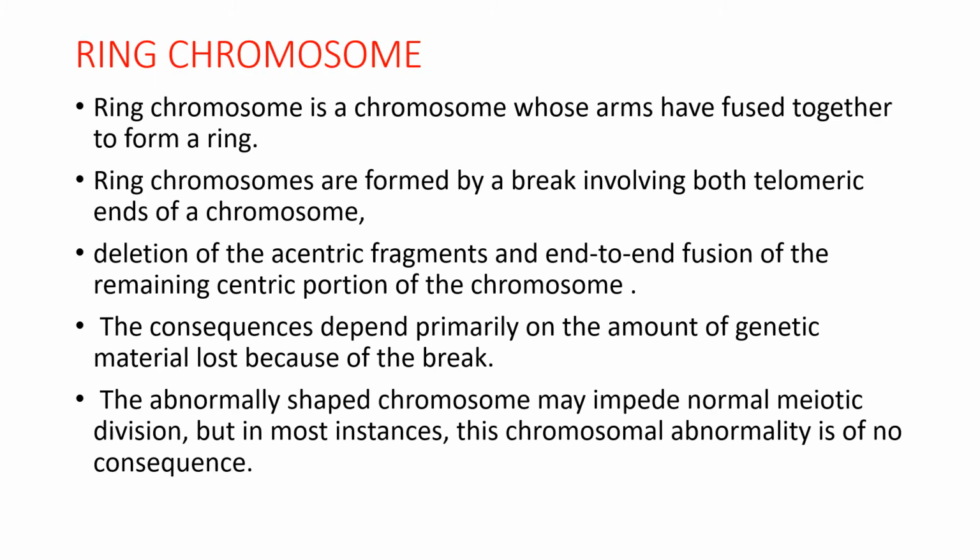Ring chromosome. Ring chromosome is a chromosome whose arms have fused together to form a ring. Ring chromosomes are formed by a break involving both telomeric ends of a chromosome, deletion of the eccentric fragments, and end-to-end fusion of the remaining centric portion of the chromosome. The consequences depend primarily on the amount of genetic material lost because of the break. The abnormally shaped chromosome may impair normal meiotic division, but in most instances, this chromosomal abnormality is of no consequence.